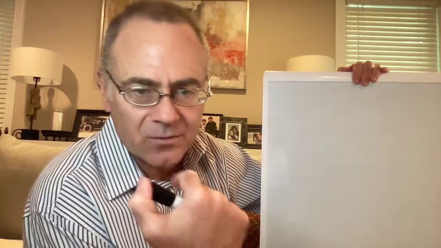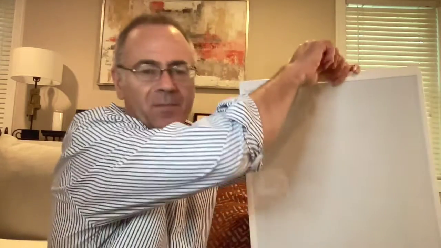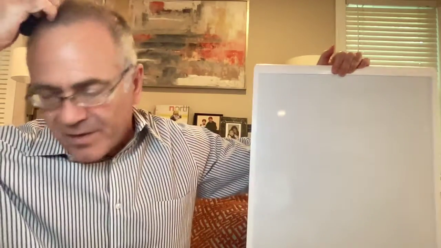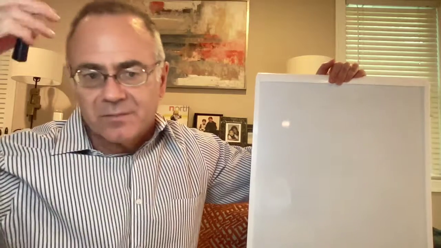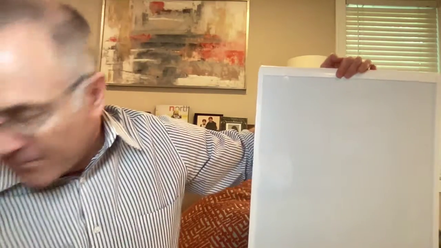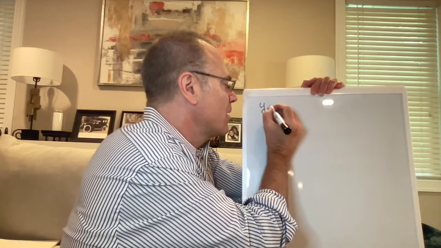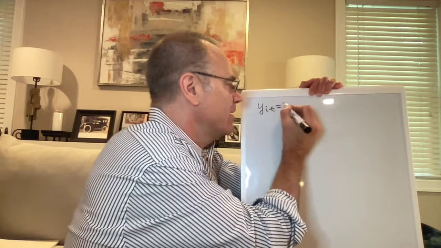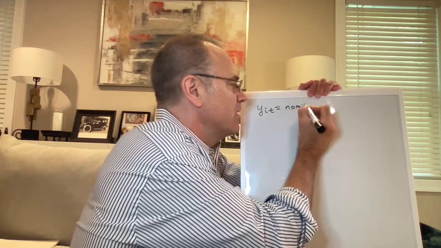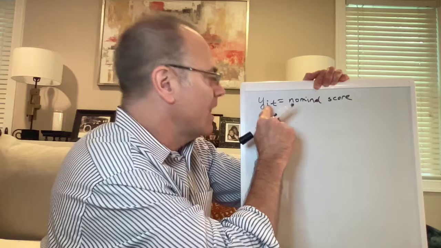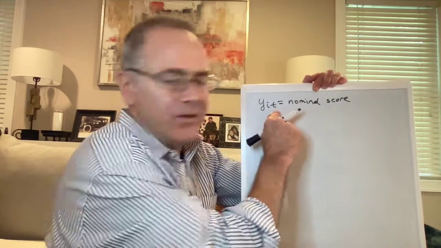Okay, so we're now on Groseclose, Levitt, Snyder adjusted interest group scores. Here are the assumptions and the definitions that we make in our paper. First, we define Y_IT equals the nominal score of legislator I in year T.